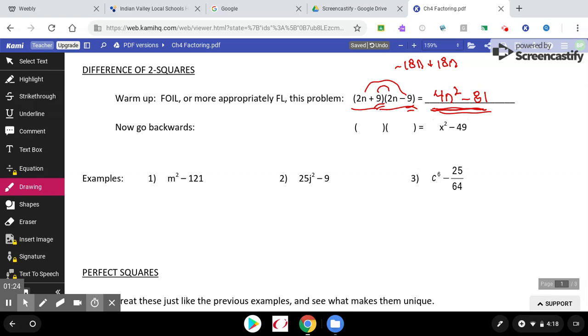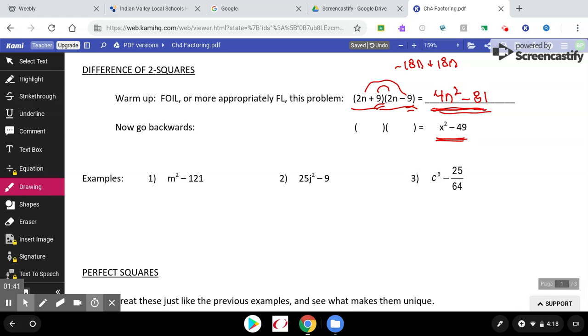So they're all perfect squares. So down here, underneath, I've got an x squared minus 49. Well, it's a binomial with a subtract in the middle, and that's what difference means, subtract. So difference of two squares. And are they squares? Well, yeah, because 49 is 7 times 7, and x squared is x times x.